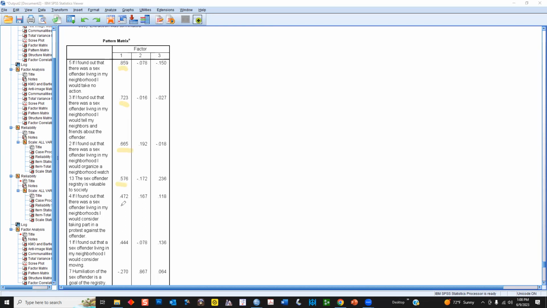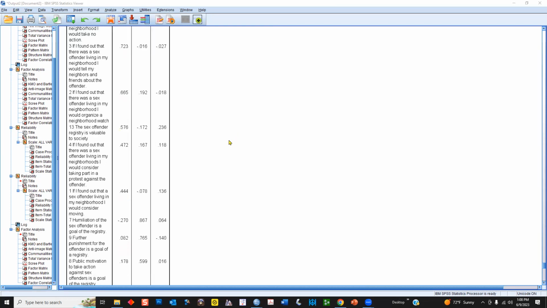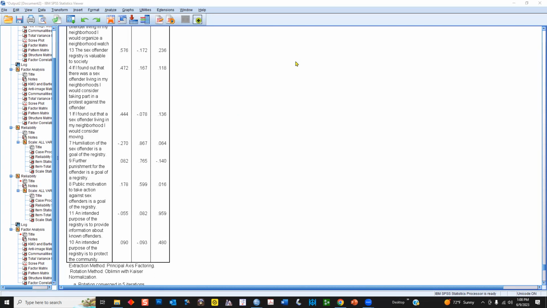That's good, that's good, that's good, that's good, that's good, that's good. So all of those items loading onto factor 1. And then the rest of the scale. Let's see. We've got 1, 2, 3 loading onto factor 2 and only onto factor 2. And we've got 2 items loading onto factor 3 and only onto factor 3. So that's good. That's what we call a simple structure. We don't have any dual loadings, and all of the items are loading at least 0.4.